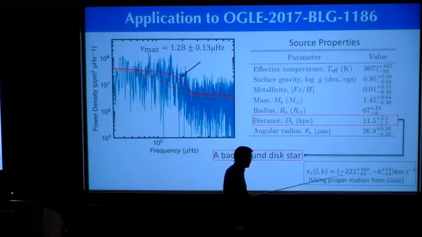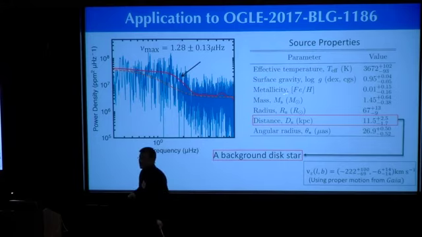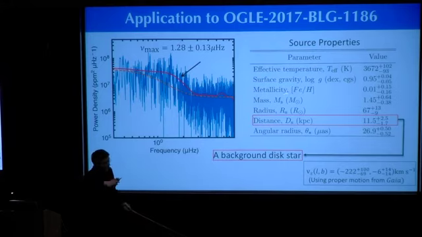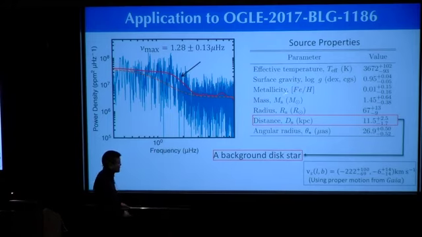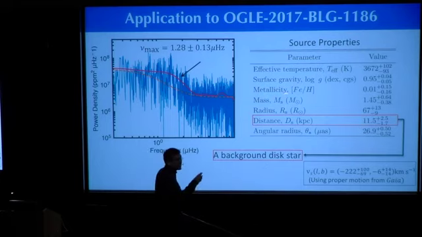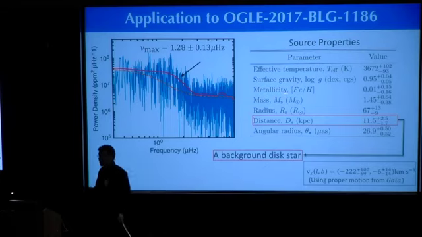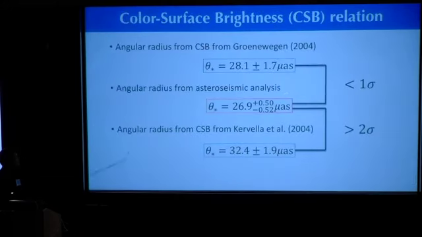So the L direction motion is minus 222 kilometers per second. Basically, it's consistent with being counter-rotating on the far side. So we infer that the background star is actually conforming to a disk star counter-rotating in the opposite sense relative to the sun.